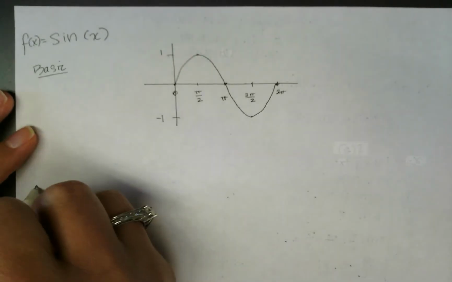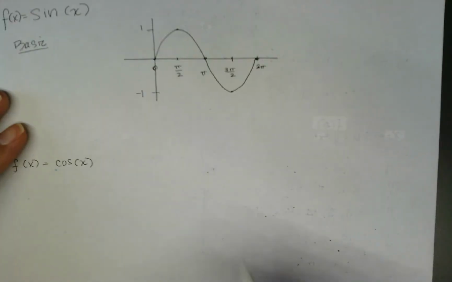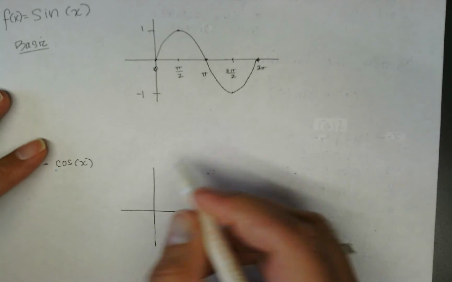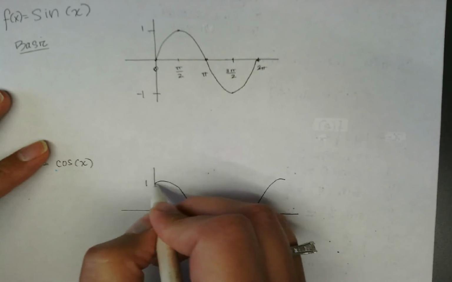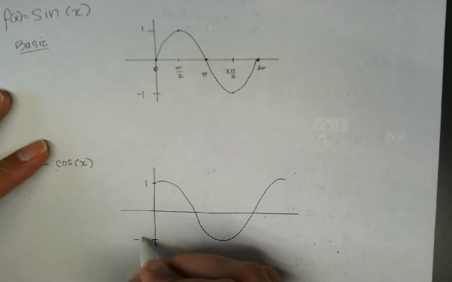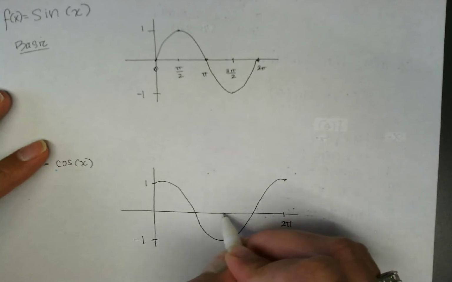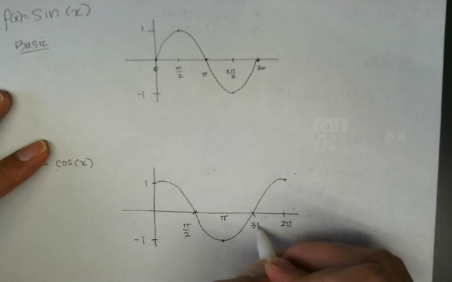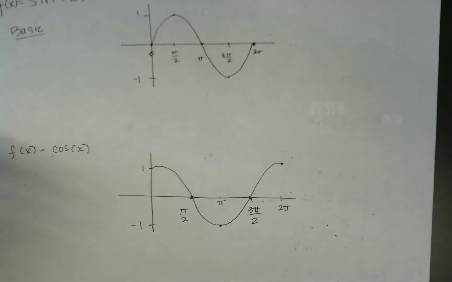Now we're going to do our basic cosine graph. So f of x equals cosine of x. And we would do the same process in input-output table. Okay, we'll get our inputs and outputs. And it turns out cosine looks like this. That's your cosine graph.